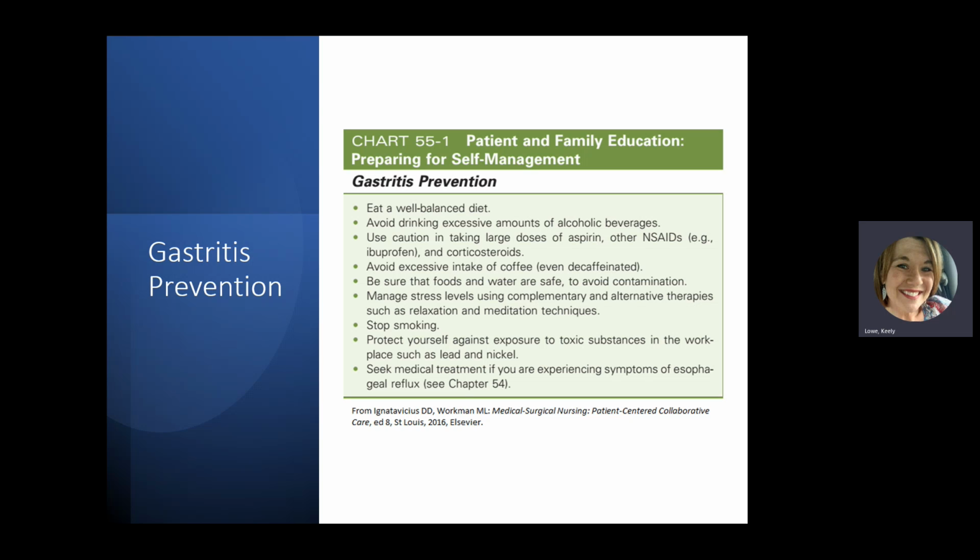Avoid drinking excessive amounts of alcohol. Alcohol can affect the liver. It can also affect the lining of the stomach. And again, the liver makes clotting factor. If we have irritation and we start bleeding, we can bleed a lot. Use caution in taking high doses of medications that can increase bleeding. Things like aspirin, things like NSAIDs that could damage the lining of the stomach and cause bleeding.